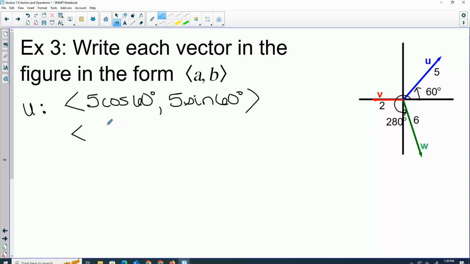Since 60 degrees is one we know, we don't need our calculators. Cosine of 60 is 1/2, and 5 times 1/2 is 5 halves. Sine of 60 is radical 3 over 2, times 5 would be 5 radical 3 over 2.